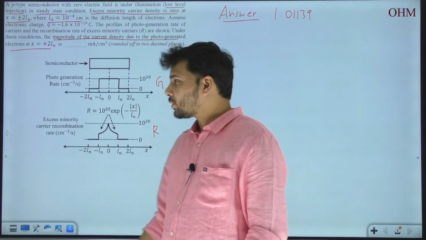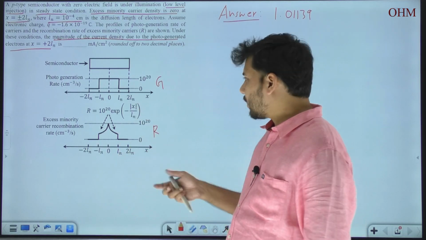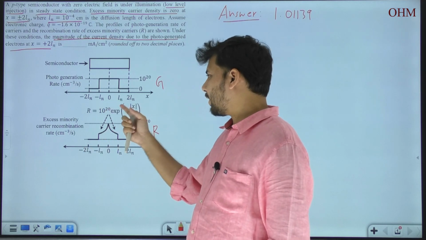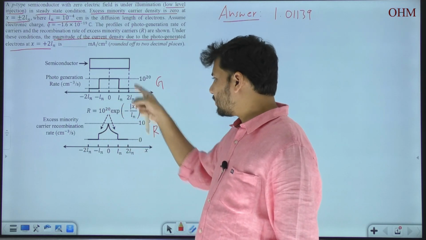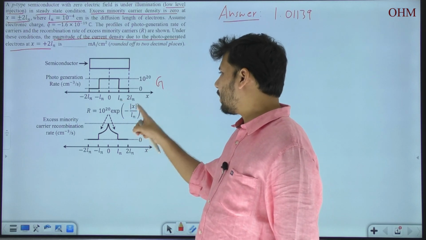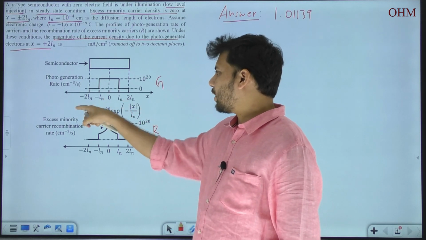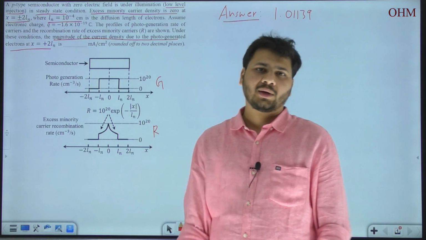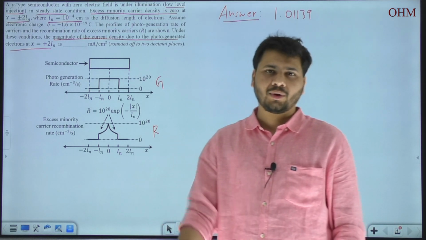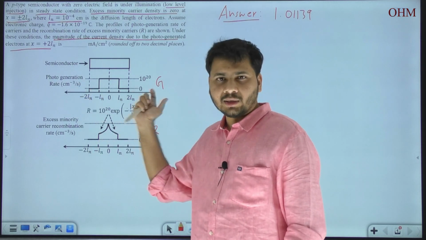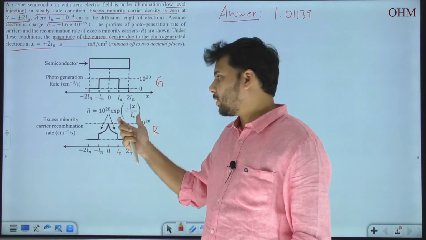The other thing you can notice is that outside this middle region between minus Ln and plus Ln, both G and R are equal to 0. That means from Ln to 2Ln and also from minus Ln to minus 2Ln, the net generation rate, G minus R, is 0. No generation, no recombination.